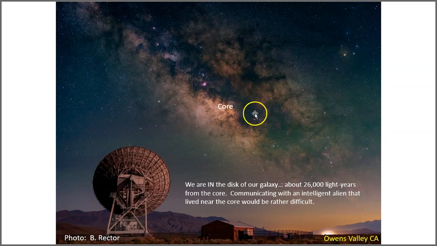So imagine there was some alien life form living on a planet near the core of the galaxy. Well, communicating with an intelligent alien that lived near the core would be rather difficult. It would take 26,000 years to send a message at the speed of light to that alien, and it would take 26,000 years to receive a response.